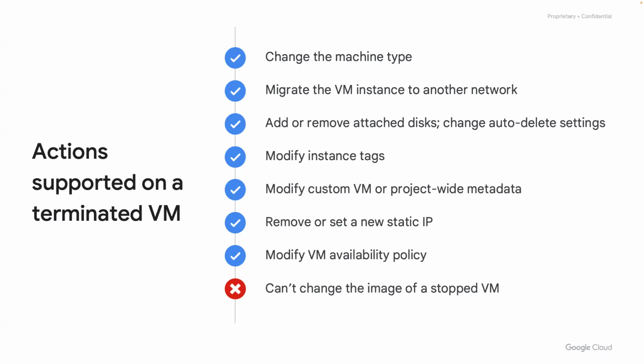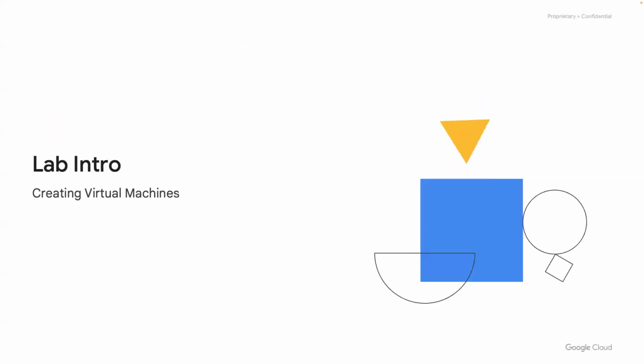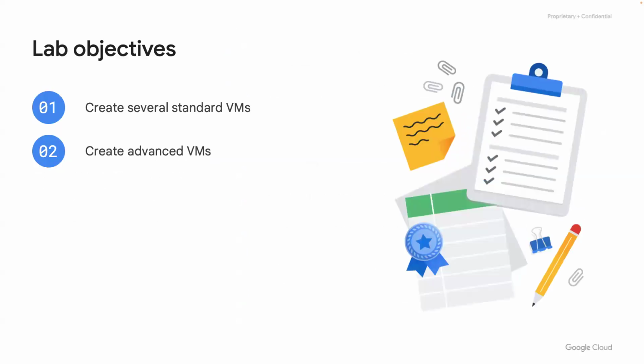So, actions supported on a terminated or stopped VM: you can change the machine type or migrate the VM to another network, add or remove attached disks, modify the tags, remove or set a new IP. You can't change the image of a stopped VM. Changing the image means the operating system itself changing, right? So that is not possible, except that, a lot of modification you can do after stopping or terminating the VM. Lab we have done already.